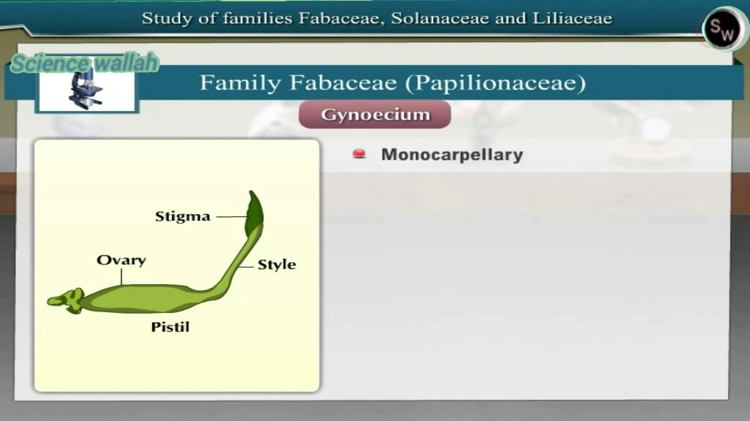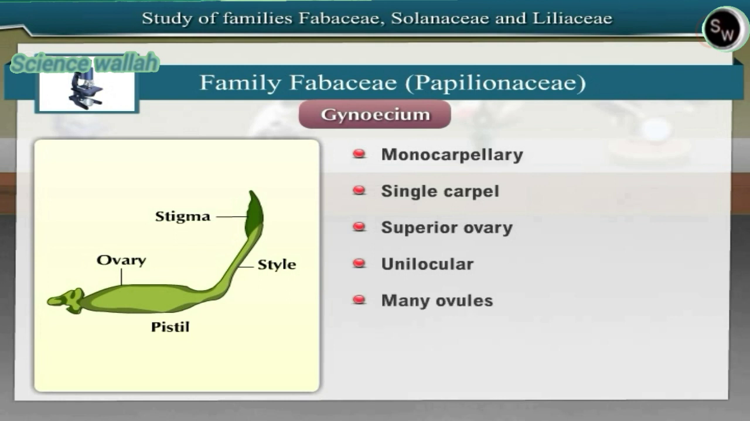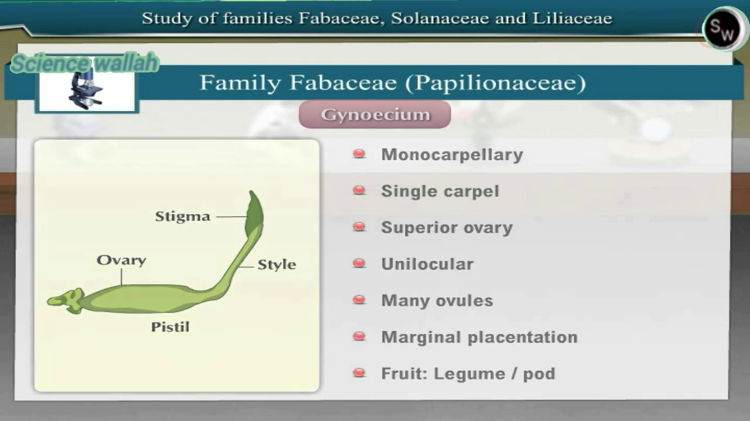Gynoecium is monocarpellary. That is, there is a single carpel. Ovary is superior, having single chamber, that is, unilocular. There are many ovules which show marginal placentation. Fruit of pea is a legume or pod.